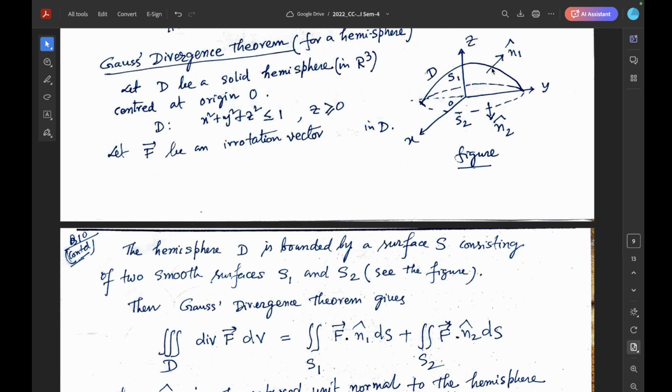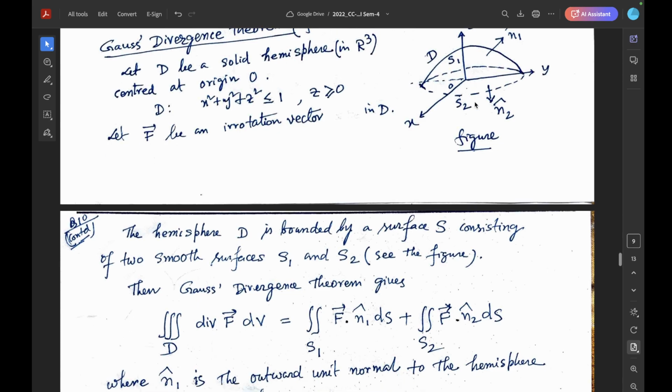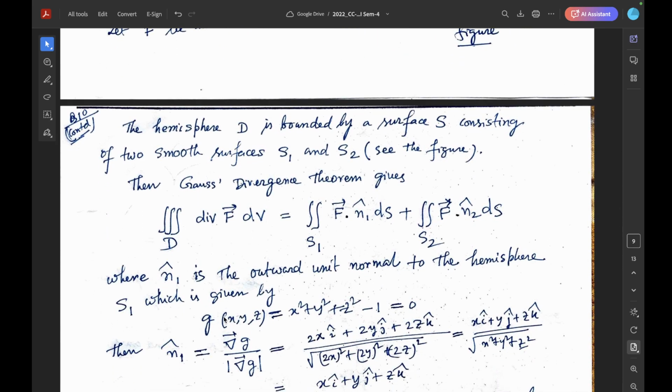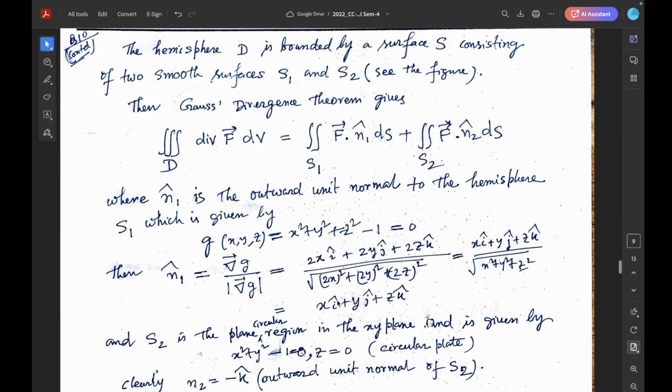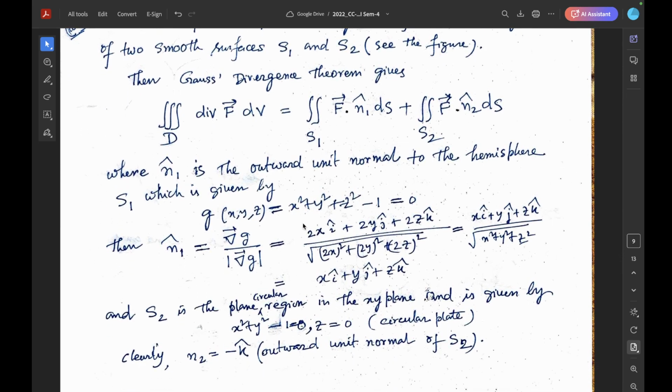outward unit normal on the curved surface S1, and this curved surface is given by g equal to x square plus y square plus z square minus 1 equal to 0. This hemisphere, surface of the hemisphere, this curved surface. Then n1 cap equal to grad g by modulus of grad g, and grad g equal to this. So we get x i cap plus y j cap, and x square plus y square plus z square equal to 1.